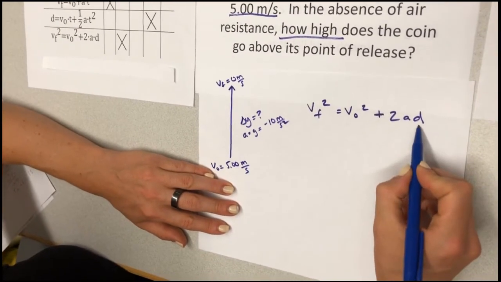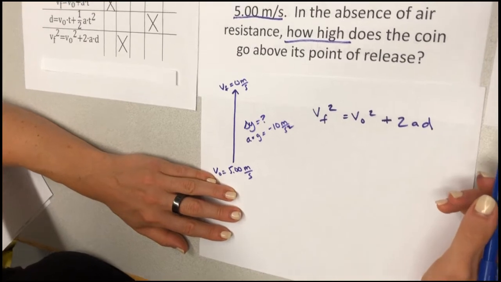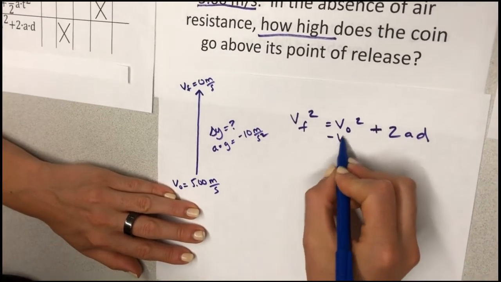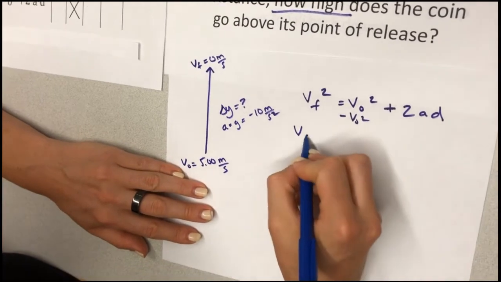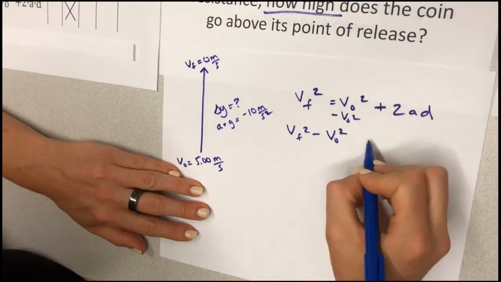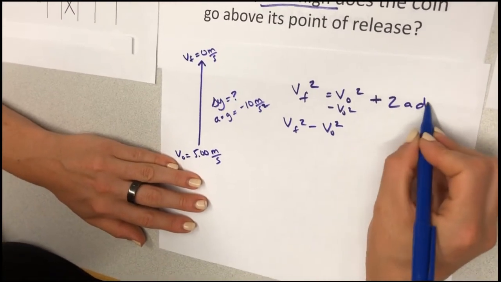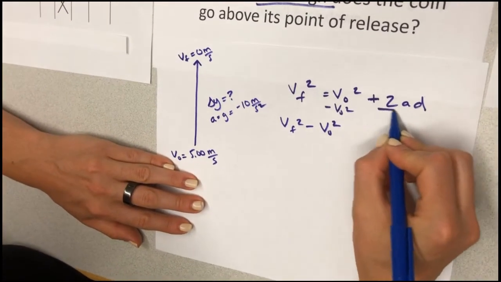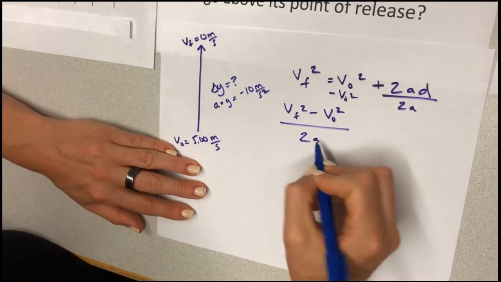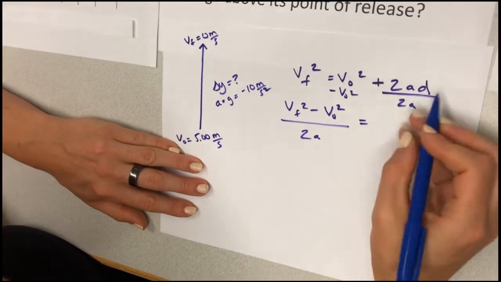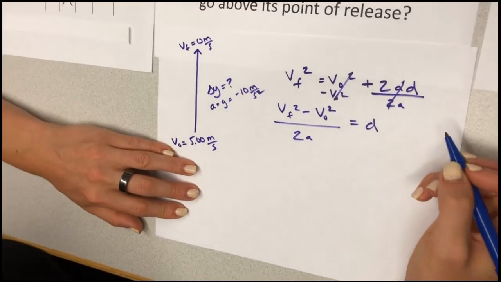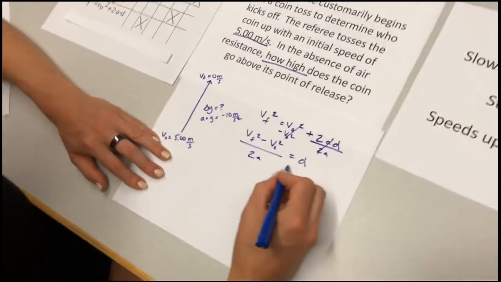All right. So I want to solve this equation for delta y, displacement. That's this guy right here. So how do I do this? The first thing I'm going to do is subtract this guy over here. And then I want to get this by itself, so the opposite of multiplication is division. So I'm going to divide by 2 times acceleration due to gravity, and that's going to give me just a d over here.